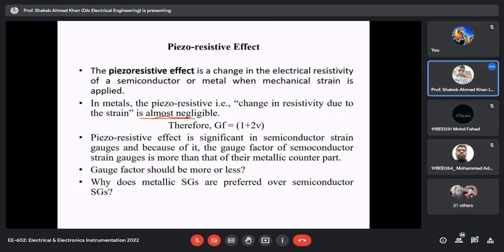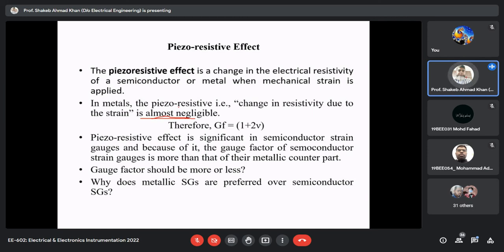And obviously gauge factor of the semiconducting material will be more than gauge factor of the metallic material because of the piezoresistive effect. Because piezoresistive effect is not pronounced, it is negligible in case of metallic strain gauges, and it is good in semiconducting strain gauges. But still, you see, metallic strain gauges are preferred over semiconductor strain gauges. What is the reason?